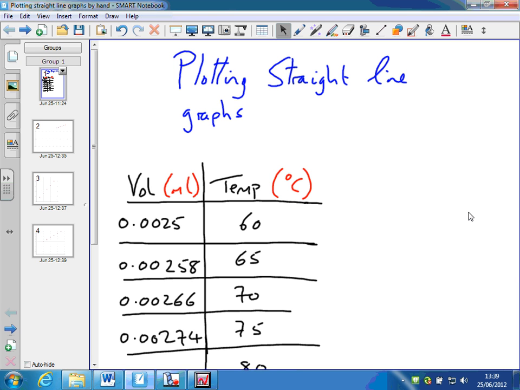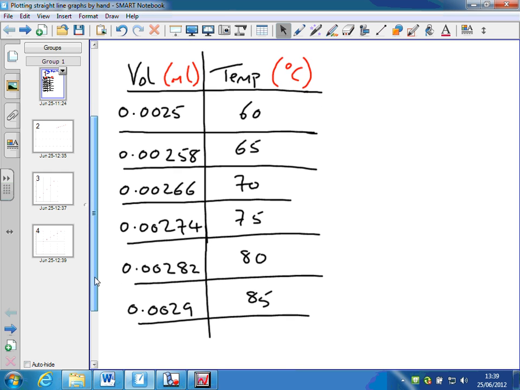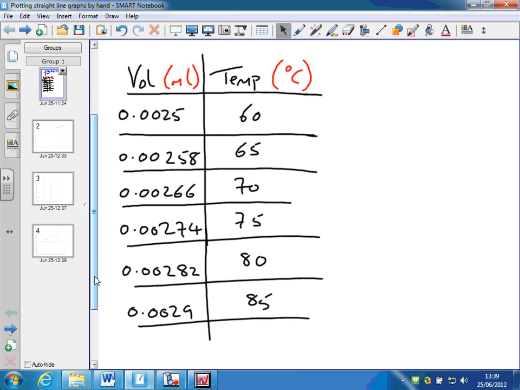Okay, this short video is on plotting straight line graphs by hand, and it accompanies another video plotting the same set of data points using graph plotting software, Autograph. So if we look at this data set, this is for the volume of a gas and how it changes with temperature.